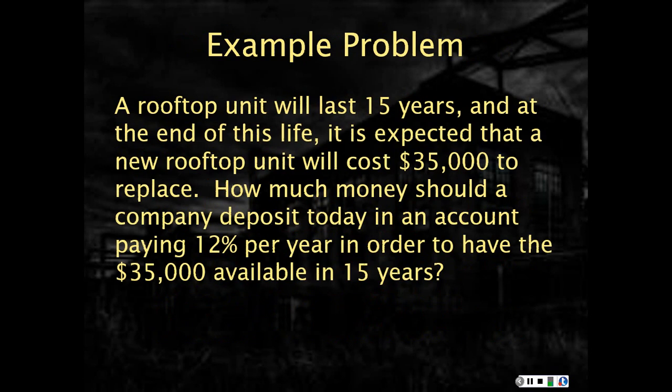Here's an example problem. I have a rooftop unit that's going to last 15 years. At the end of its life, it's expected that a new rooftop will cost $35,000 to replace. How much money should a company deposit today in an account paying 12% a year, in order to have the $35,000 in 15 years? So this is an example of a story problem you can expect on the CEM exam.